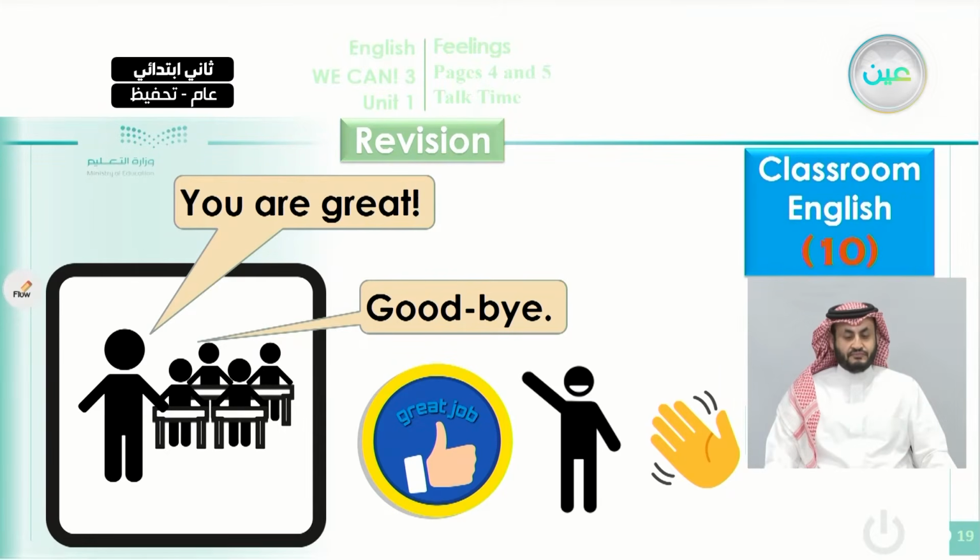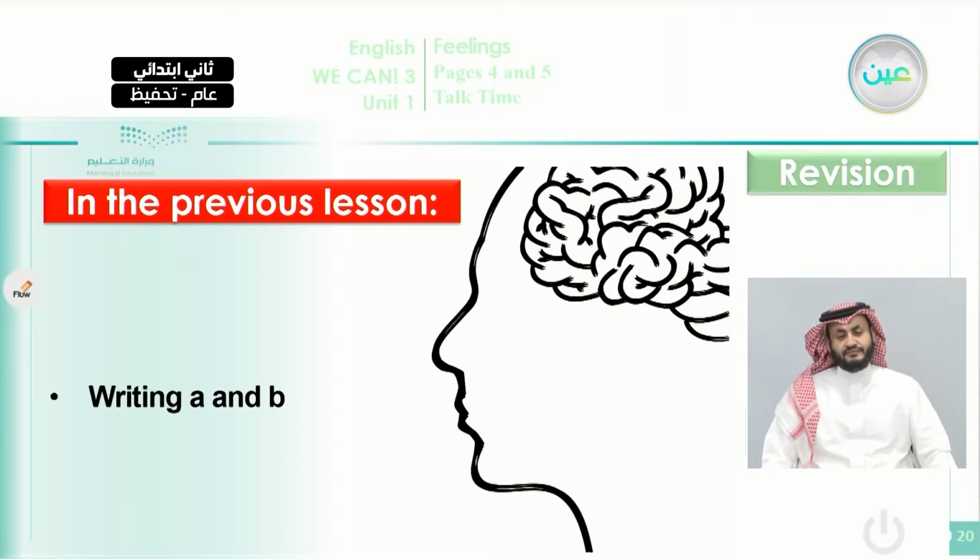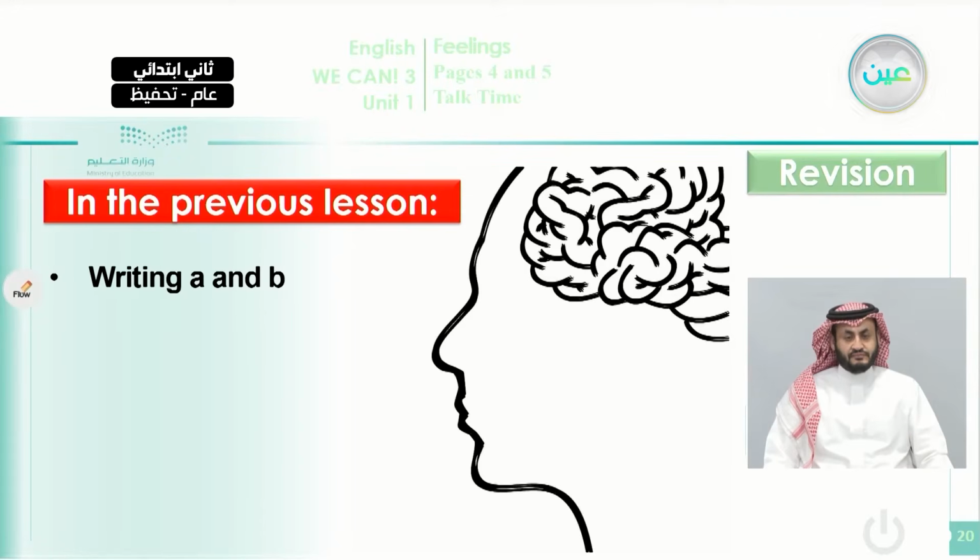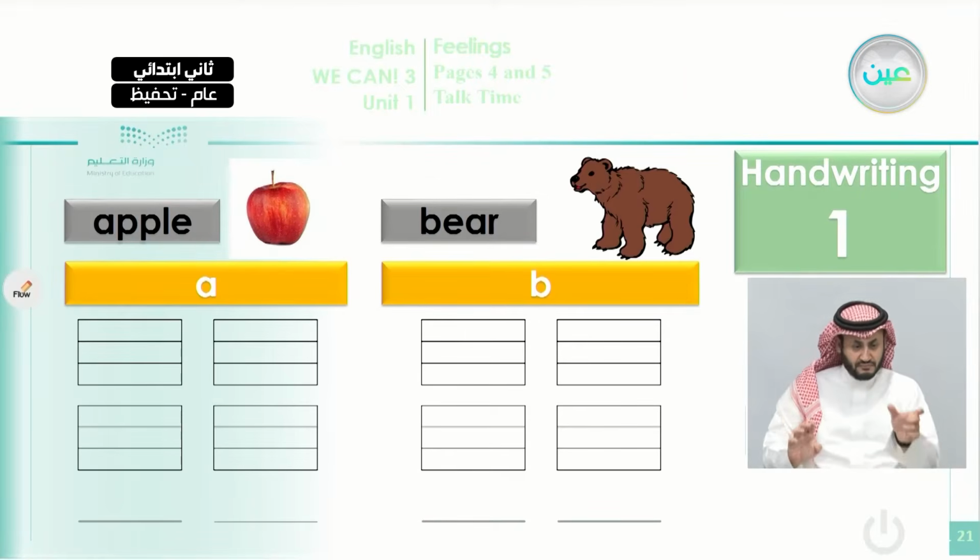When the class finishes, what does the teacher say? What do you say to your colleagues, to your classmates, and to your teacher? You say goodbye. Okay, this is also one of the expressions that you will hear in the classroom. Also, as we said before in the previous lesson, we studied how to write A and B and how to form it. You'll find that in your book. You will find it on page 66, I think, and you can practice doing that.